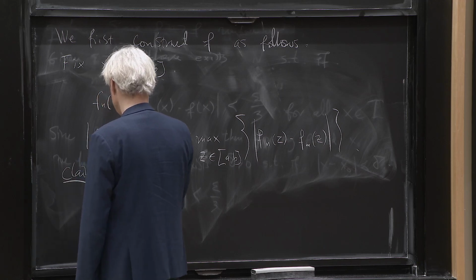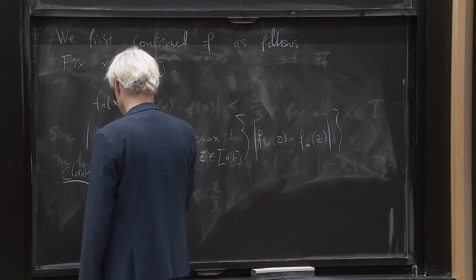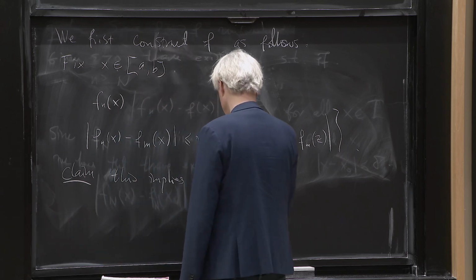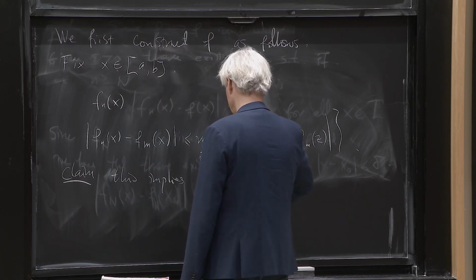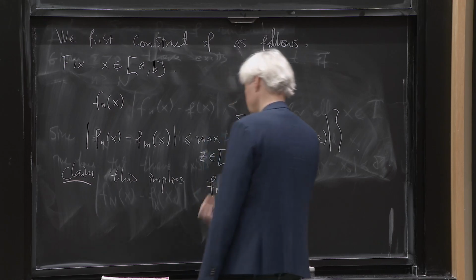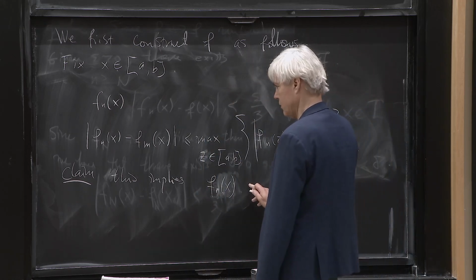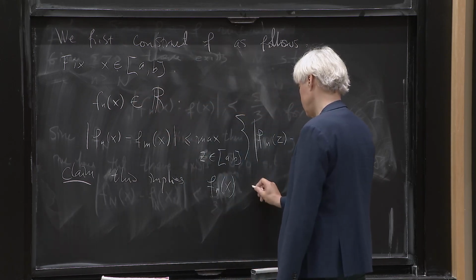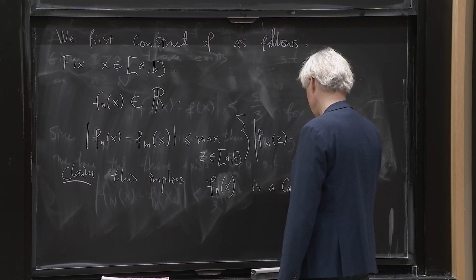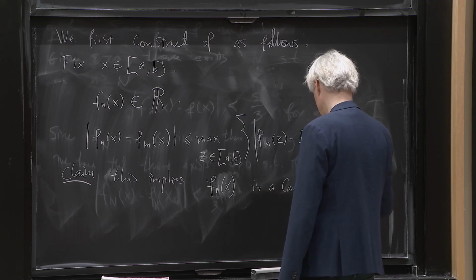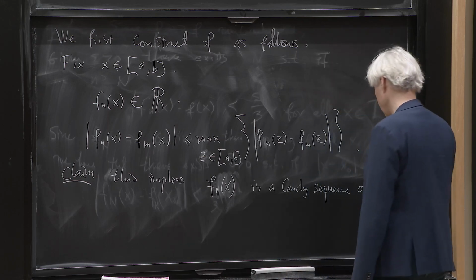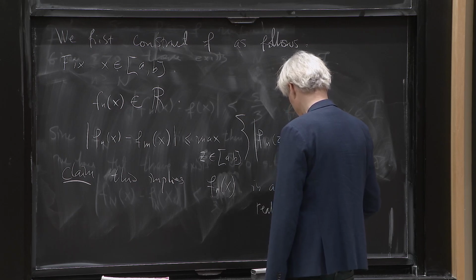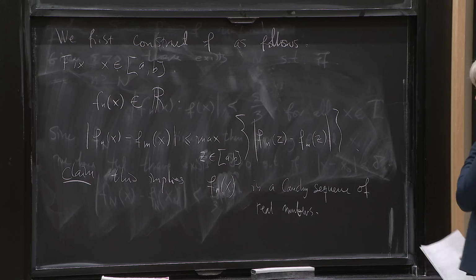But now I claim that this implies that this sequence fn of x, which is a sequence of real numbers, is a Cauchy sequence of real numbers. Why? Why is that the case?